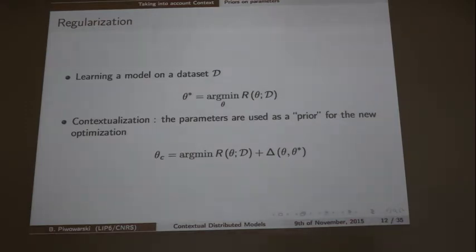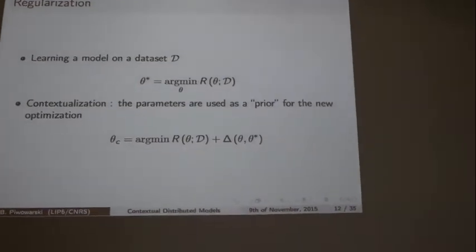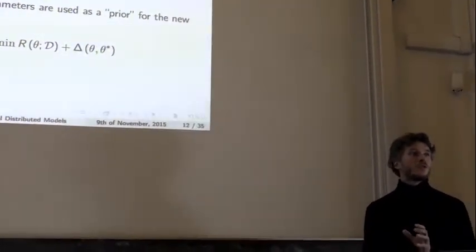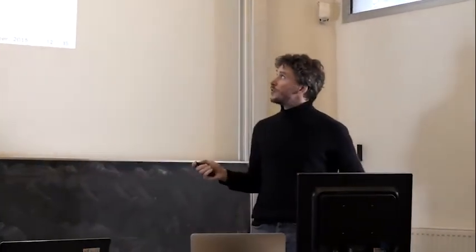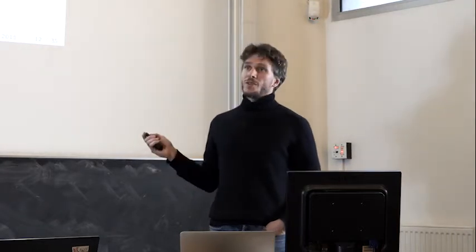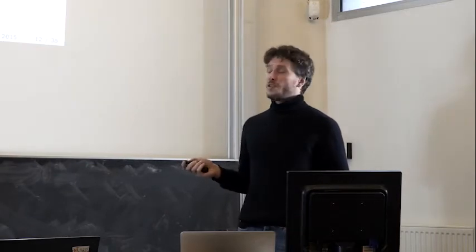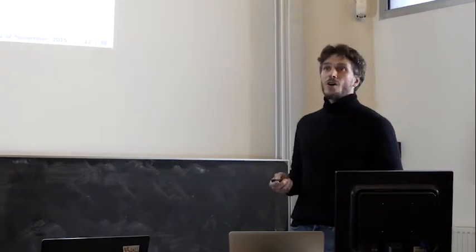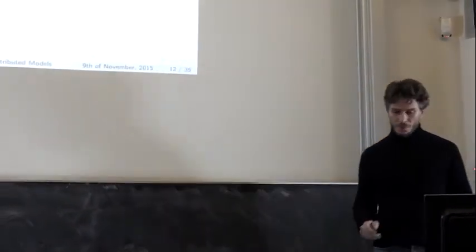Related to this idea of a prior over parameters is the idea of regularization, where you still want to stay close to the solution you found on the full dataset. So basically what you do is learn your model given a cost function, so you find the best parameters, theta star. And then in the contextualization part, you add a cost that depends on the parameters you found on the full dataset. Okay.